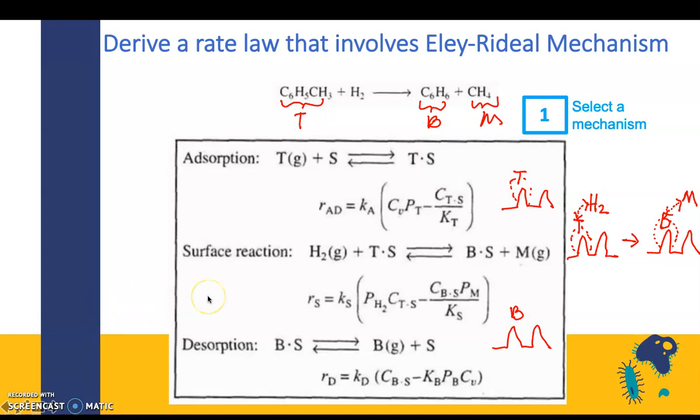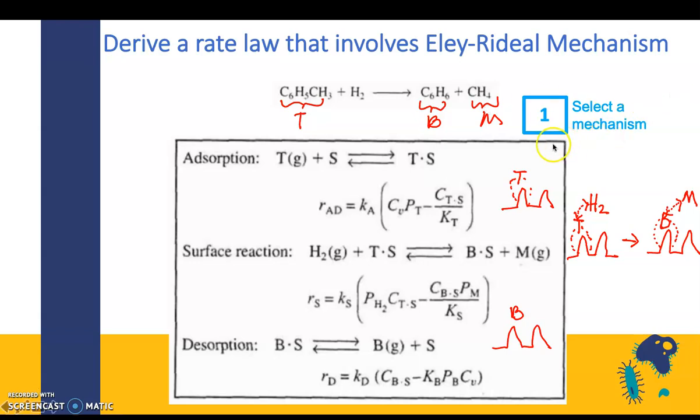For example, this example is in your textbook, page 688. We have toluene plus hydrogen to produce benzene and also methane. How are we going to derive a rate law for this kind of reaction, using a solid catalyst? The first step that we need to do is select a mechanism.